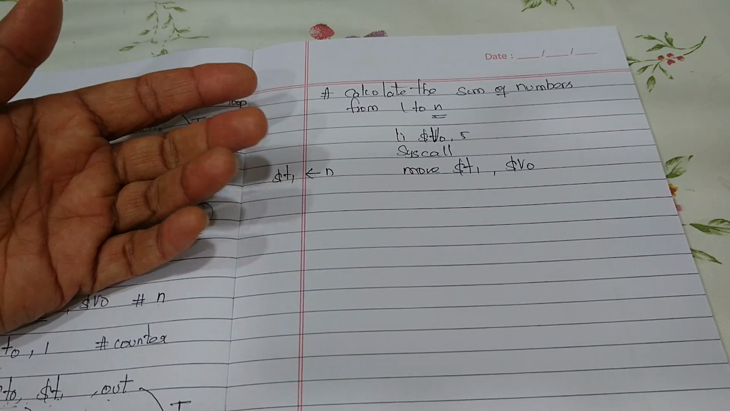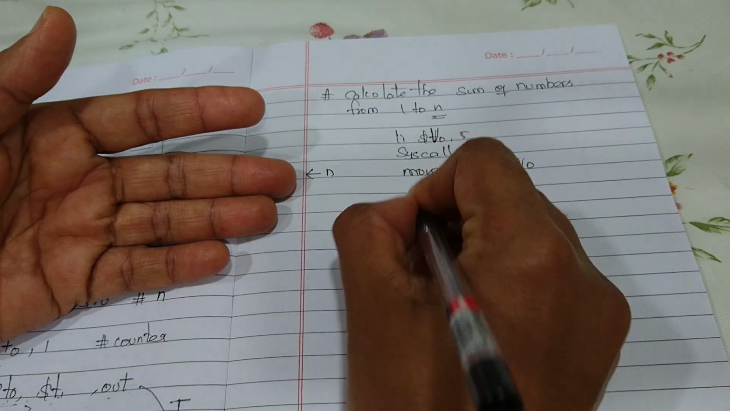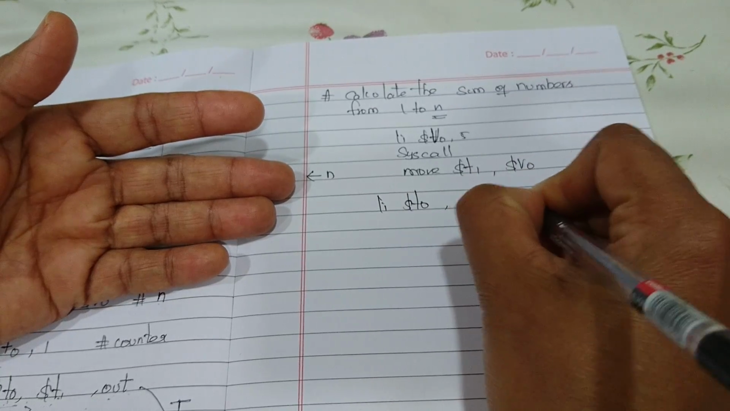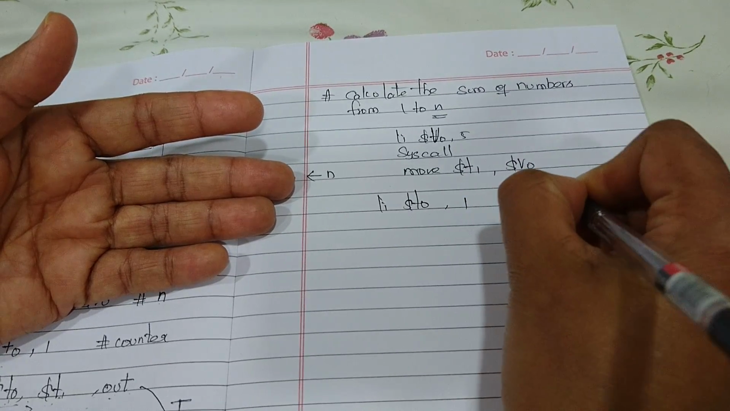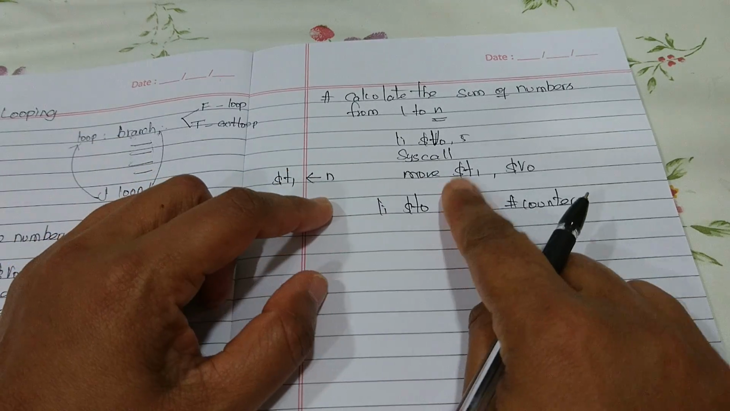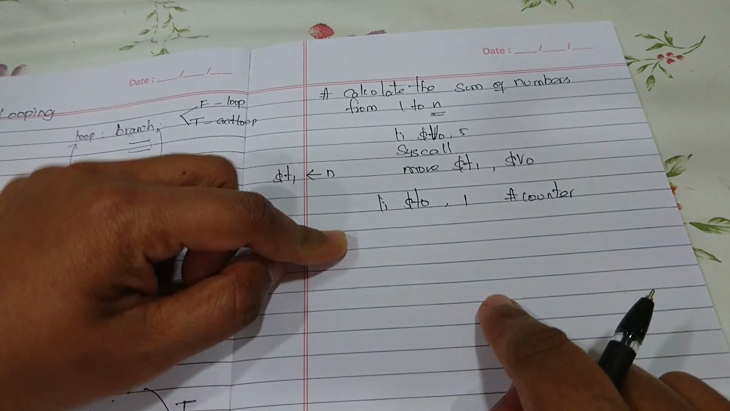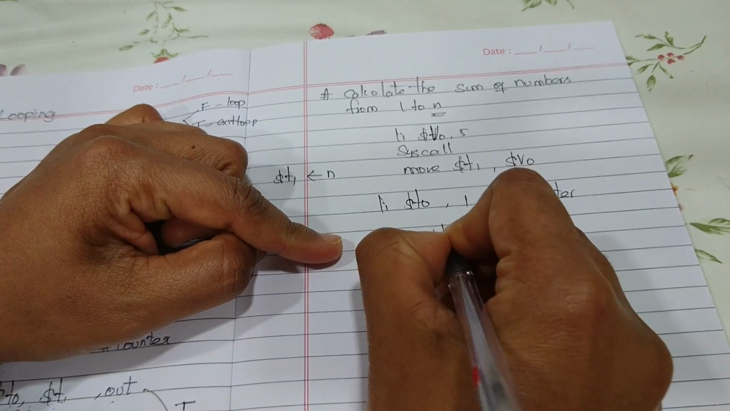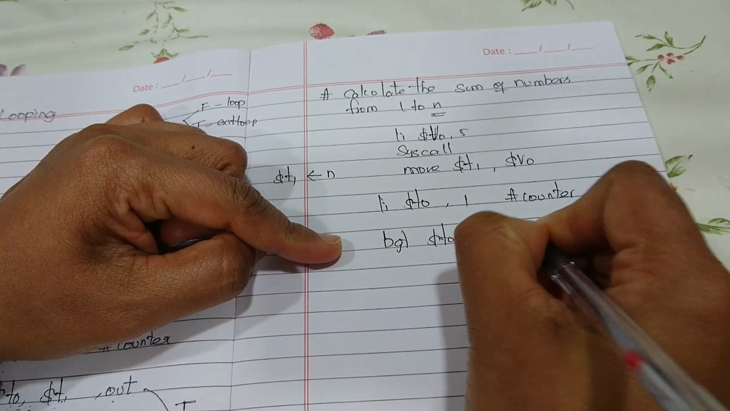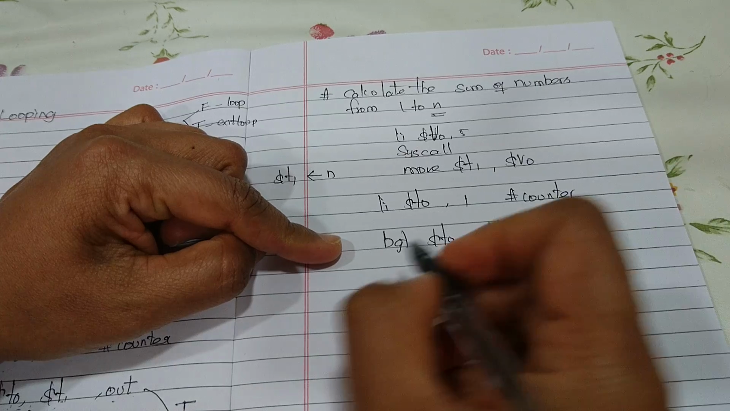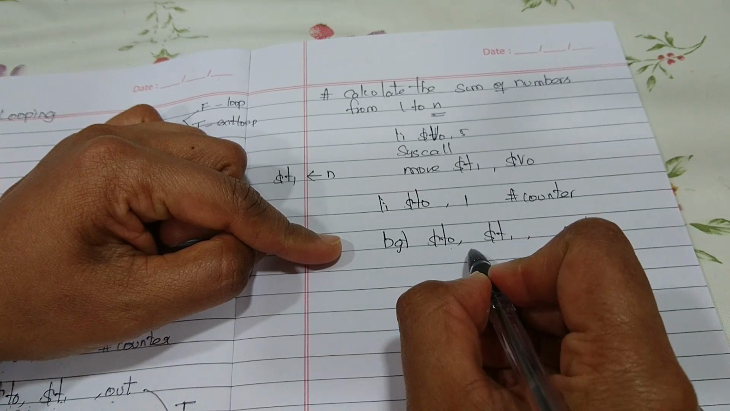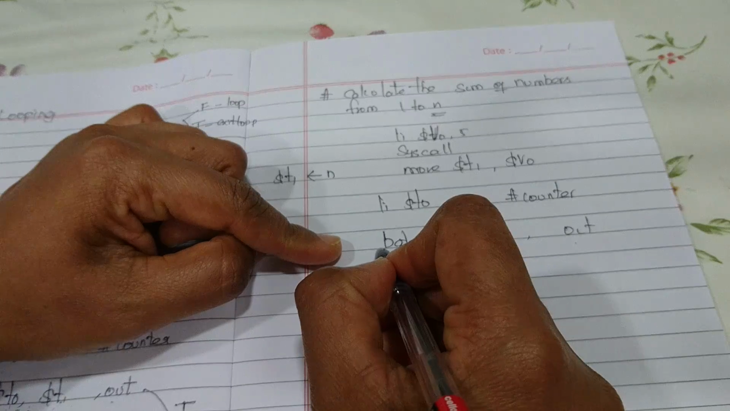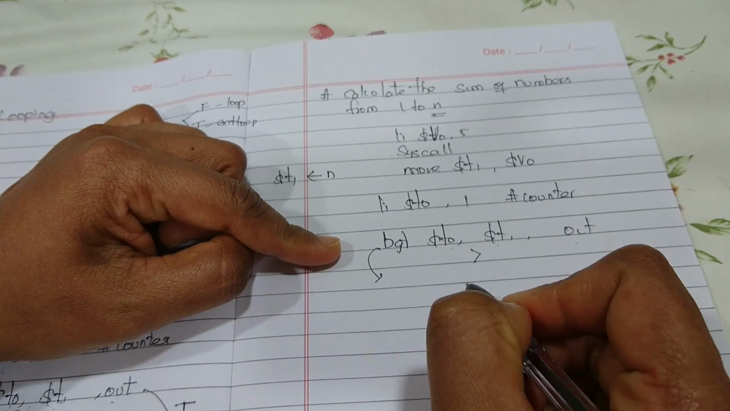Now for a loop you need to have a counter value. So let's say register T0 is equal to 1. So this is the counter value. So you have the counter value, you have the n value. Now you can start the loop. So branch greater than register T0, register T1, out. So it means to say if the register T0 value is greater than T1 value, you go out. If not, you go to the next line.